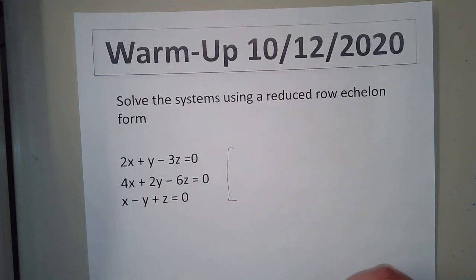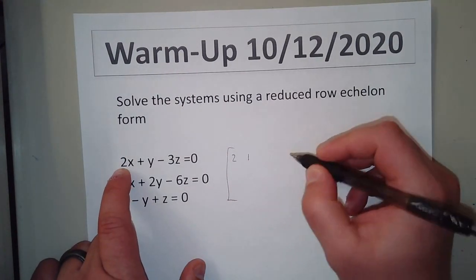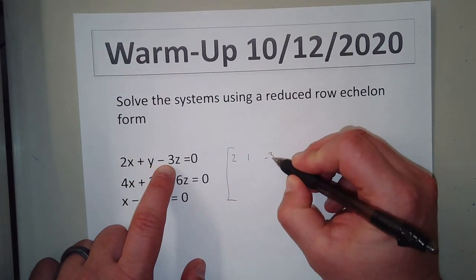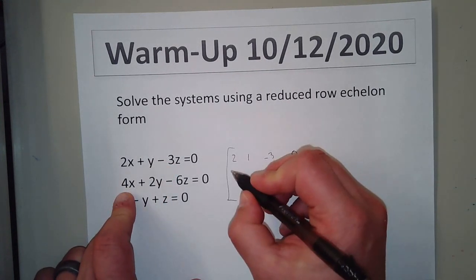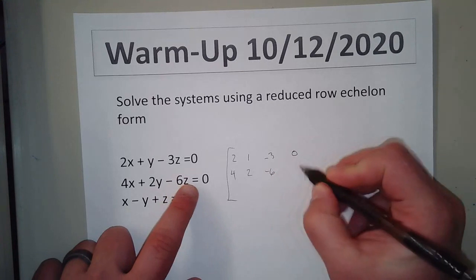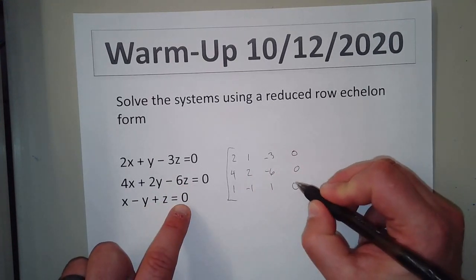So I'm just going to go ahead and write it in a matrix form so I know exactly what I'm going to be putting in my calculator. So remember, you just take your coefficients here. Pay attention if they're negative, though. Like that does have to be a -3. 4, 2, -6, 0. 1, -1, 1, 0.